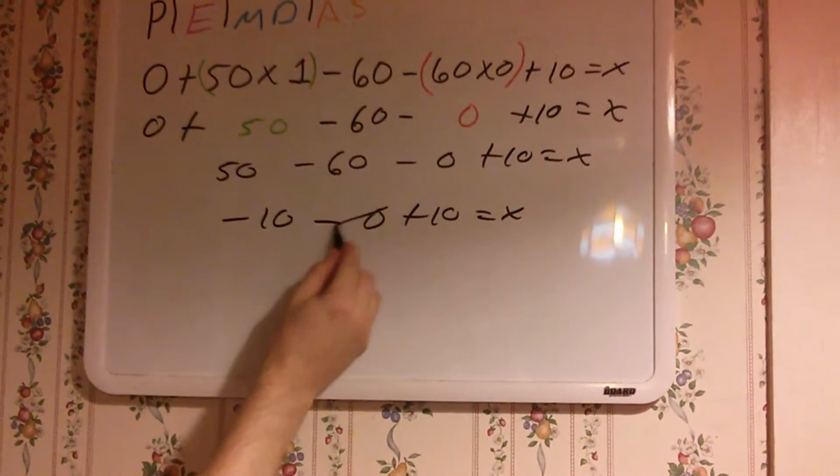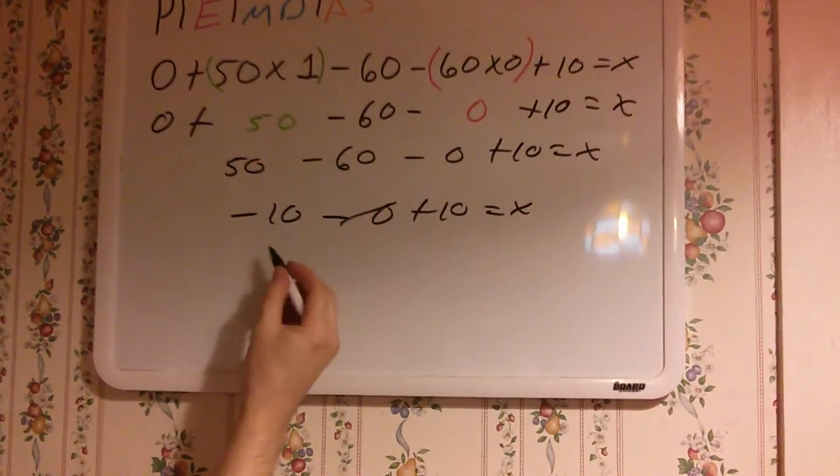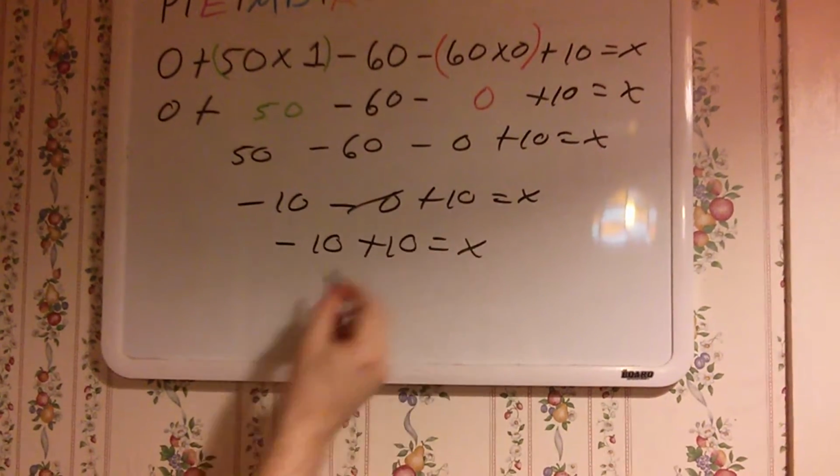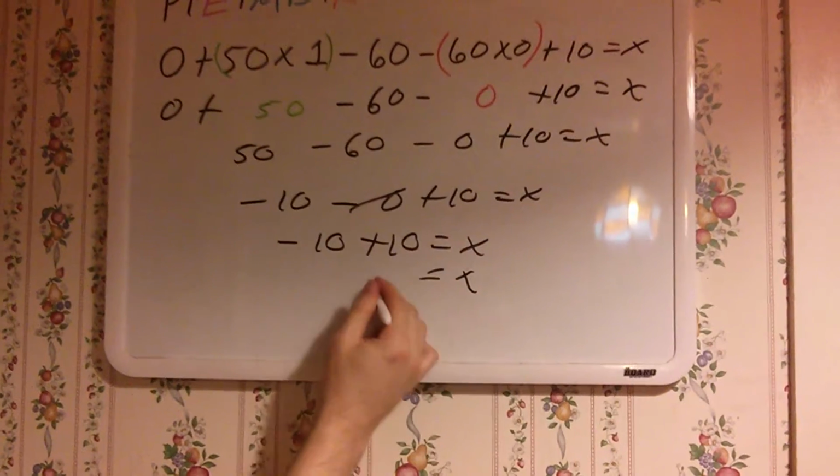And then we just kind of get rid of that 0 because negative 10 minus 0 is still negative 10 plus 10 equals x. And negative 10 plus 10 is equal to 0.